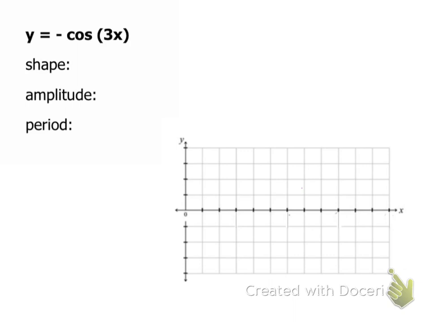Y equals negative cosine of 3x. My shape, cosine is maximum to maximum, but we have this negative out front, so we have to flip it, so it will be minimum to minimum. My amplitude is 1. Now I use the b value to find my period, and the period will be 2 pi over 3.